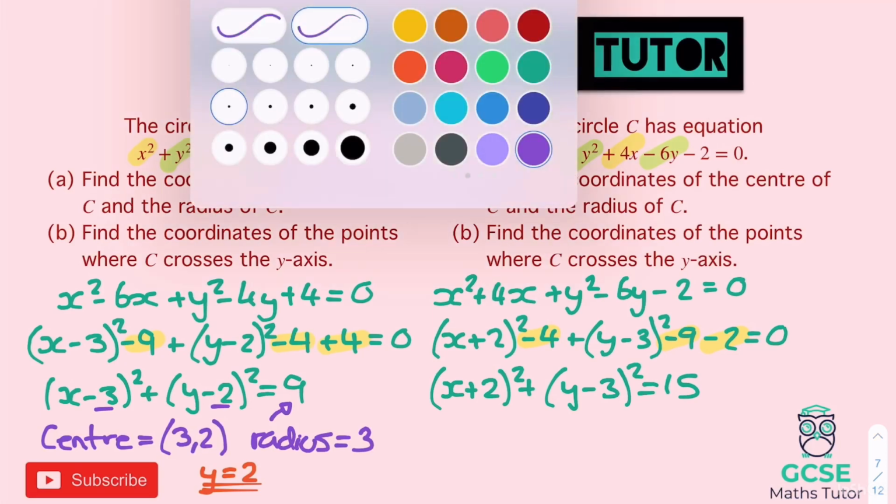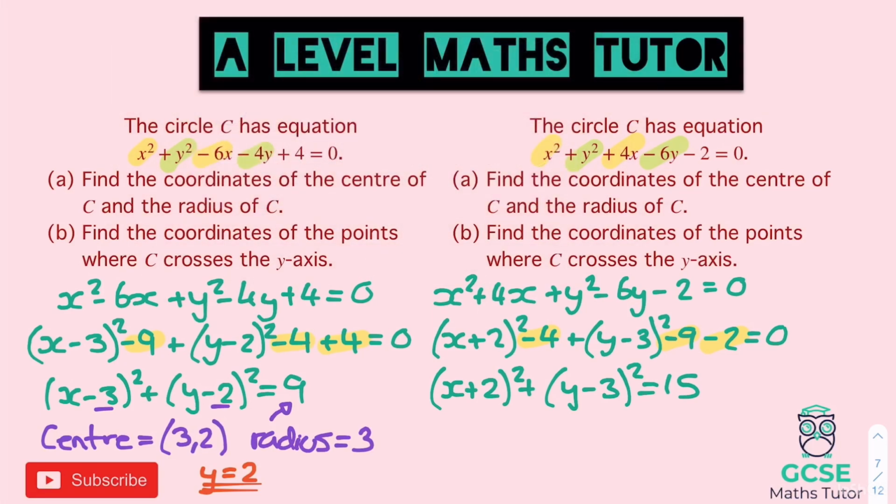Obviously we can get our centre now and we can get our radius. So our radius is going to be the square root of 15. So there we go, we've got our radius equals the square root of 15. And then the coordinates for our centre we've got up here. So we've got the plus 2 and the minus 3.